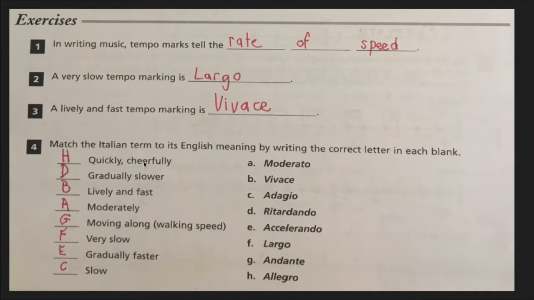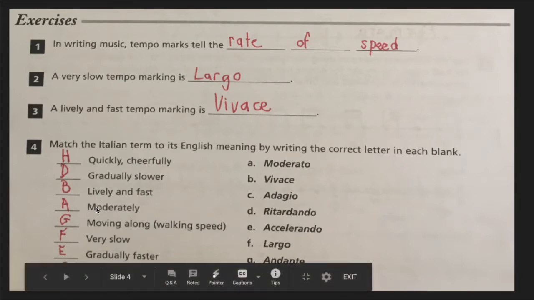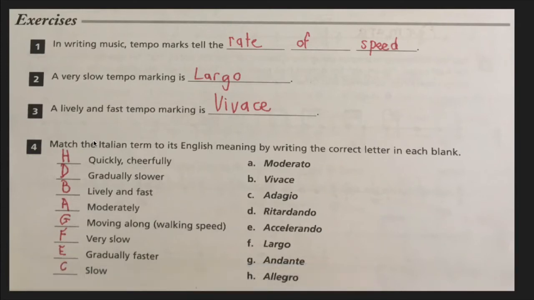Quickly and cheerfully is H, allegro. Gradually slower is D, ritardando. Lively and fast is B, vivace. Moderately is A, moderato. Moving along at walking speed is G, andante. Very slow is F, largo. Gradually faster is E, accelerando. And slow is C, adagio.